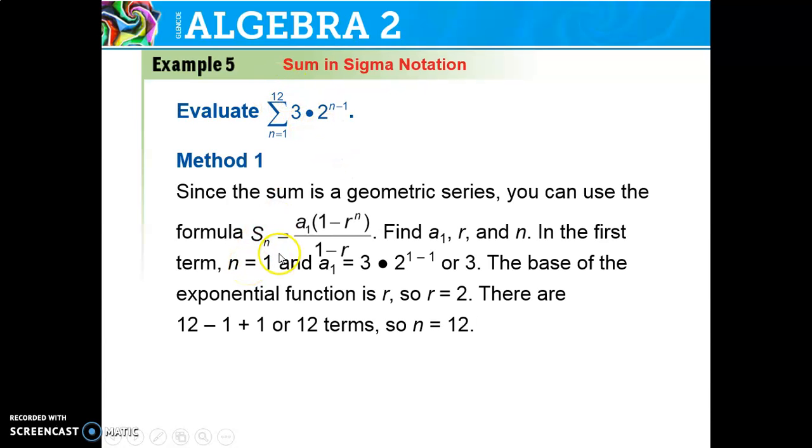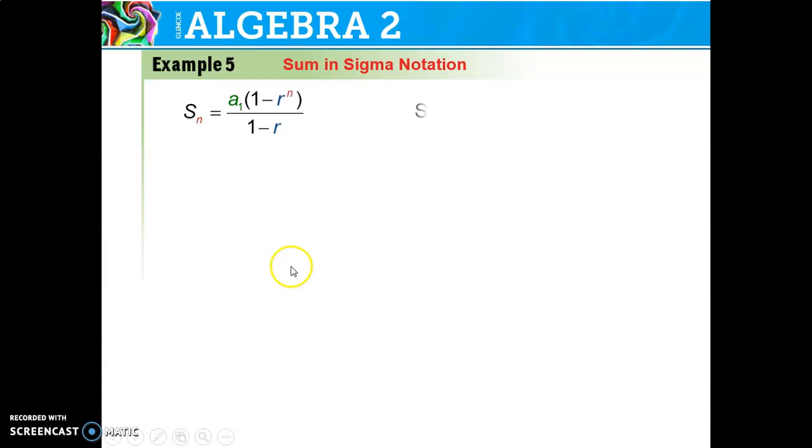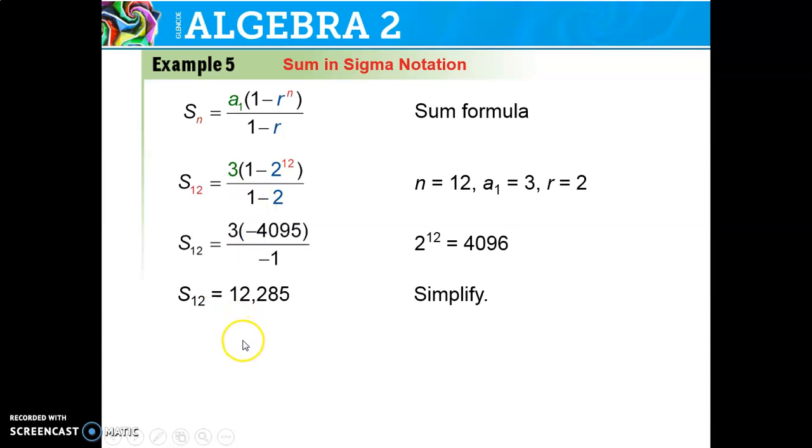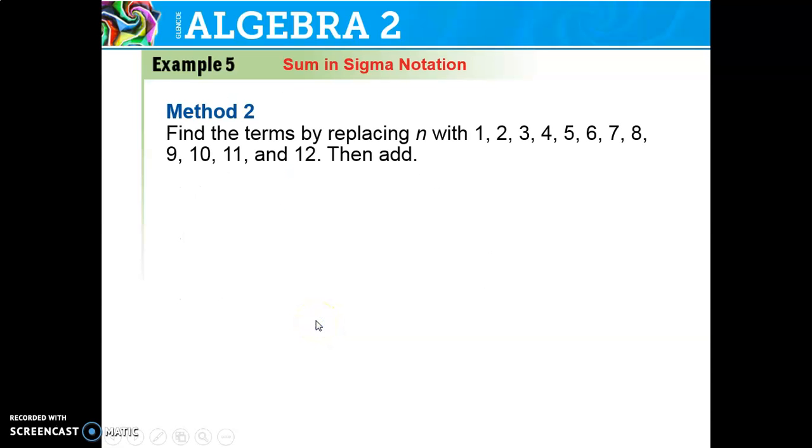But this is a geometric series, so we can use the formula. We know that the first term is 3. We know that the ratio is 2 based on the formula here. The base of the exponential function is r, so r equals 2. There are 12 terms, so n equals 12. So we can just use our sum formula: 3 times 1 minus 2 to the 12th power, over 1 minus 2, ends up with a sum of 12,285. You can also use your calculator to evaluate those sigma notations as well.